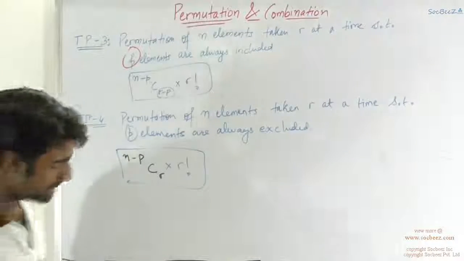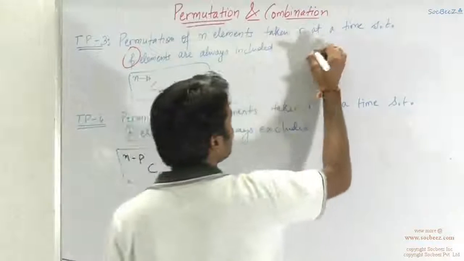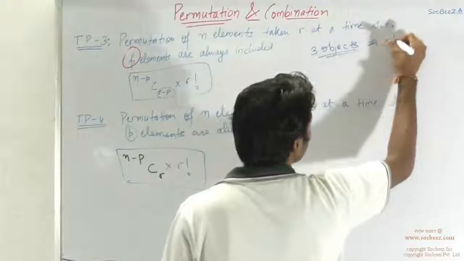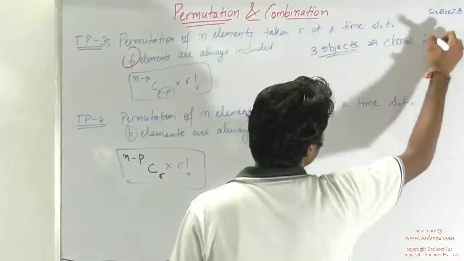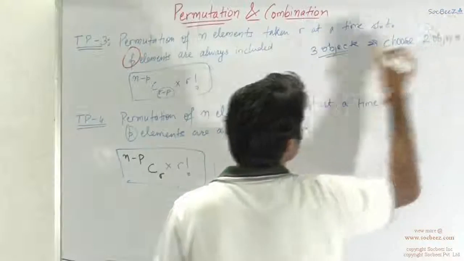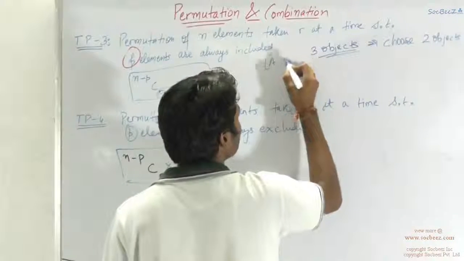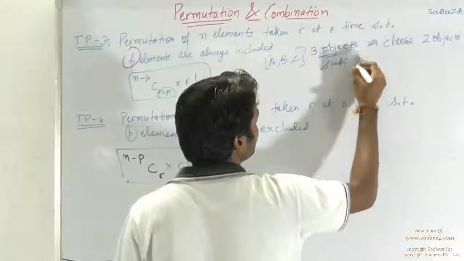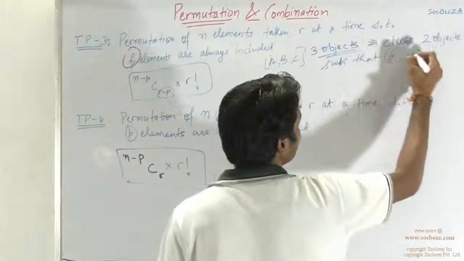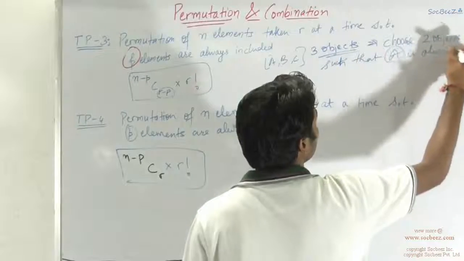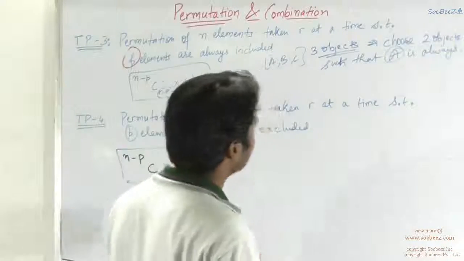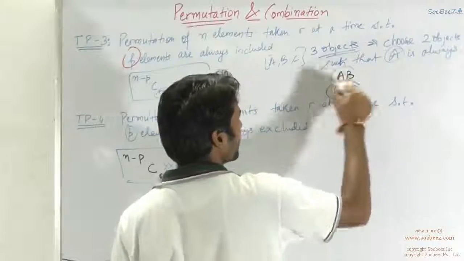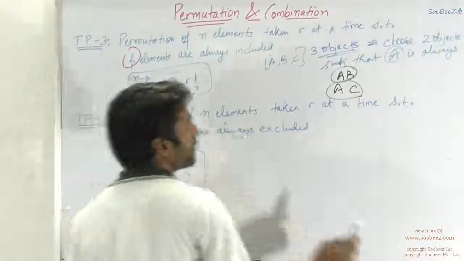The example you can take is, if you had 3 objects A, B, C, and you choose 2 objects such that A is always there. So you had A fixed, and you can either choose B or you would choose C. So there are only 2 ways. You will have figured this out from the formula as well.